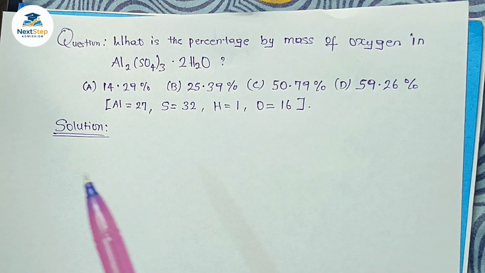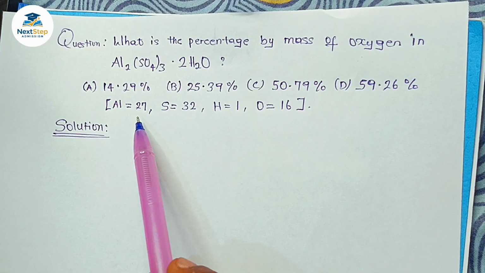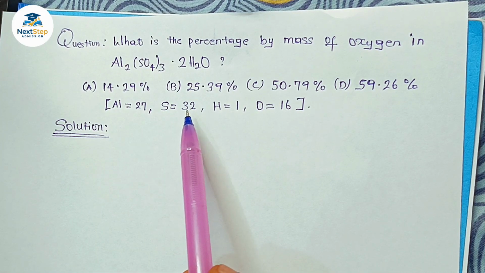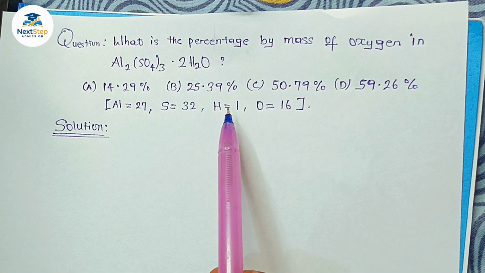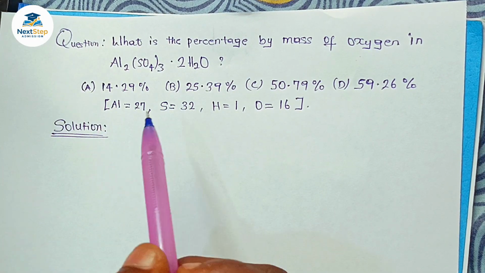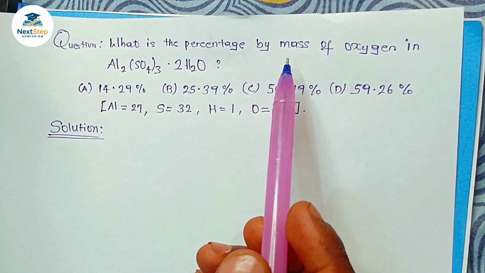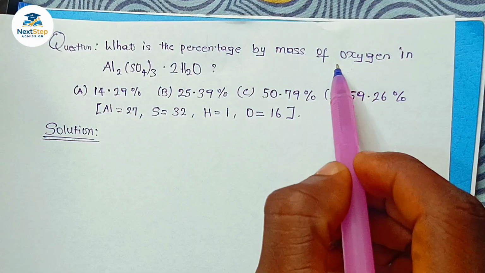59.26%. And you are provided with the mass of the elements. Aluminium is 27, sulfur is 32, hydrogen is 1, oxygen is 16. So pay attention to the question. What is the percentage by mass of oxygen? So emphasis here is oxygen.